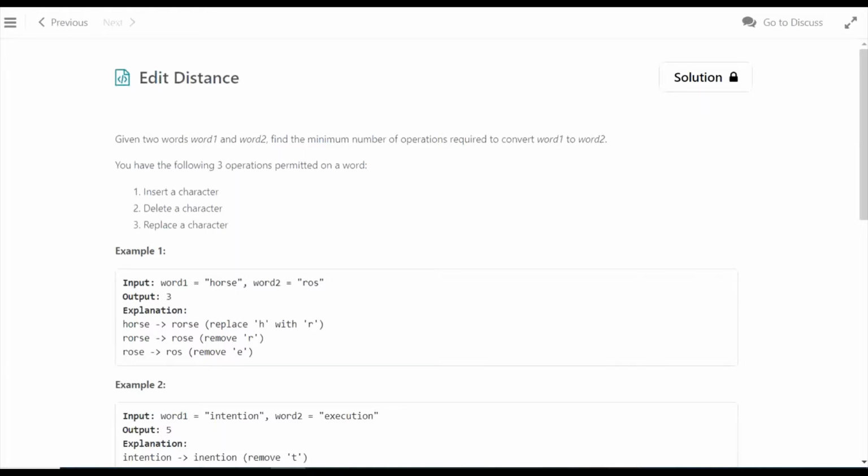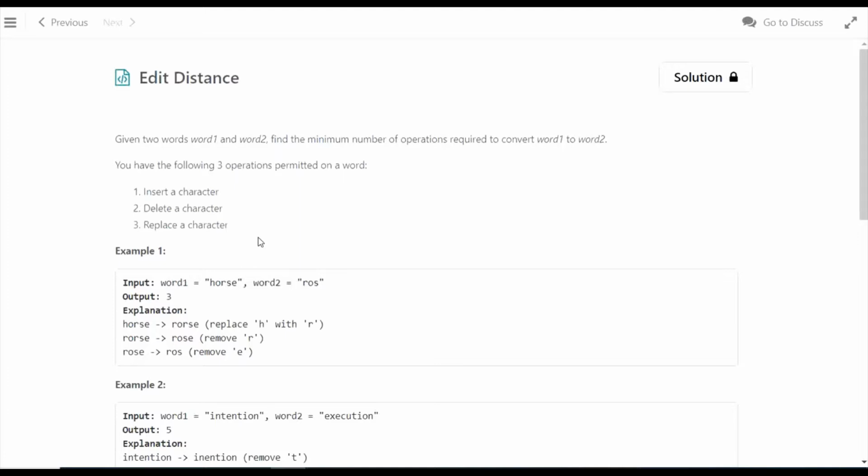Today is the last day of the May LeetCoding Challenge, which is day 31, and the problem for today is edit distance. In this problem, we are given two words or strings and we have to convert the first string into the second one using these three operations: insert, delete or replace a character, and we have to do this in the minimum number of operations. So we have to find out the number of operations that we took to convert it.